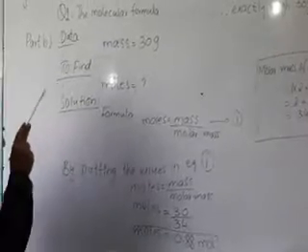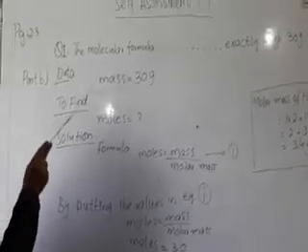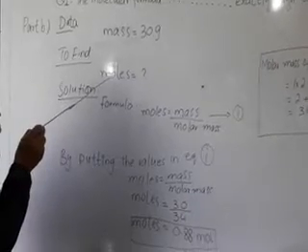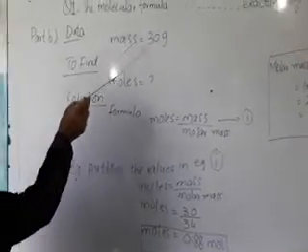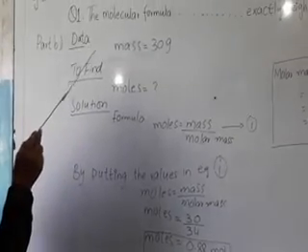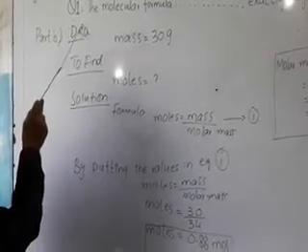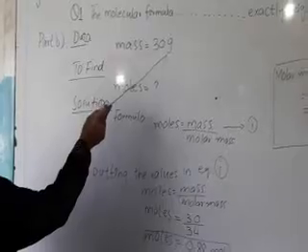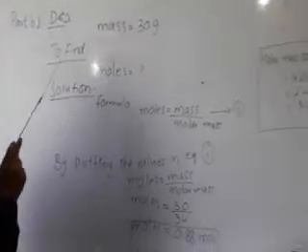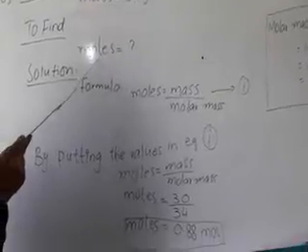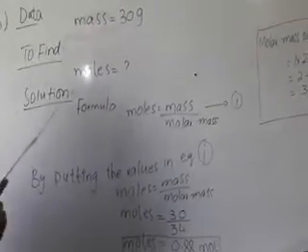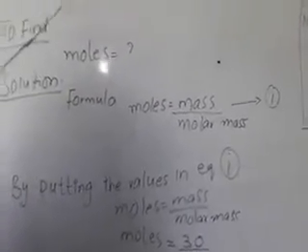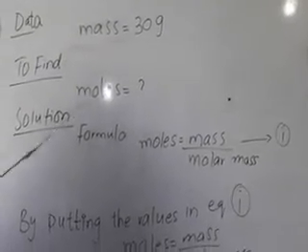Now coming to part B of the same question. Part B says calculate the number of moles of hydrogen peroxide that exactly weighs 30 grams. Now again, following the steps, we have to write the data. So in the question, mass is given, that is 30 grams, and we are asked to calculate moles. So to find, it is moles. Nothing else is given in this part, so we'll move to the solution. In the solution, again our first step is to write the formula based on our data and required substance.